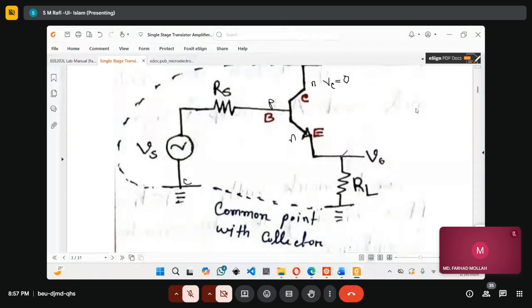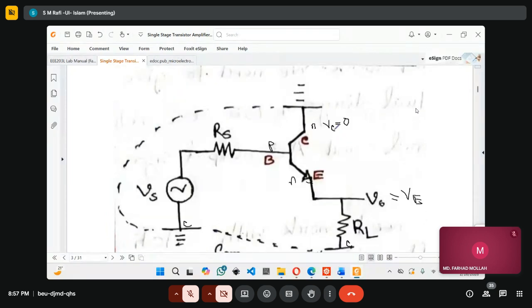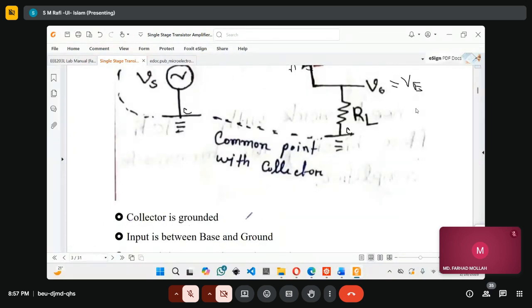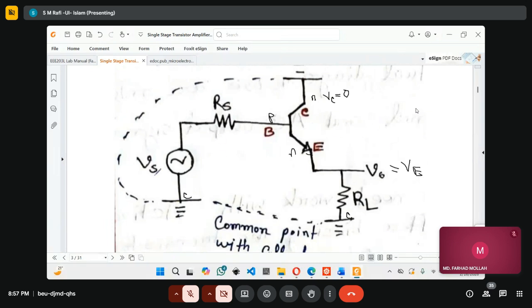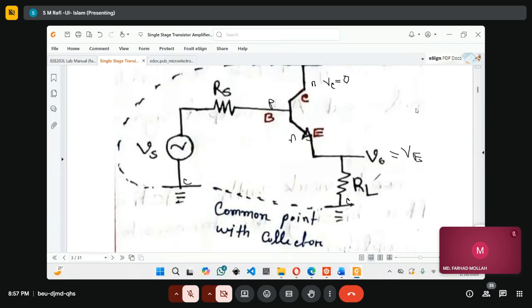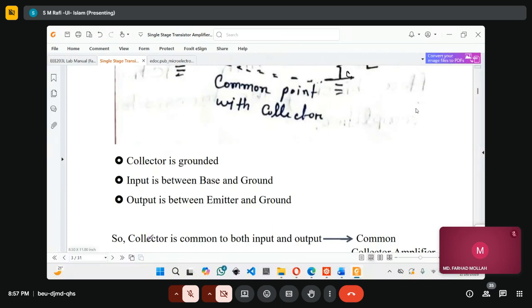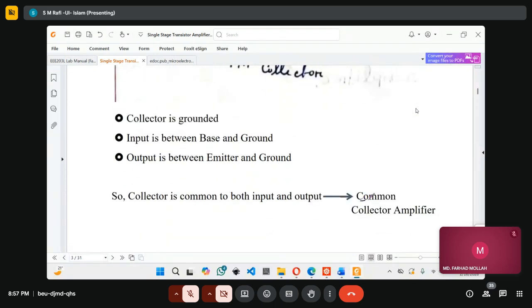So basically, this point is the collector point, and again for the output terminal, one point is connected to this emitter node. So basically, this is equal to VE, because E is this point, right? This node and this node are the same, and the other part is connected to ground. So it is virtually connected to the collector. That's why the common point is called the collector. In this case, the collector is grounded. Input is between base and collector, because this is ground, and output is between emitter and collector, because in some way this is connected to ground. That is the reason this configuration is called the common collector amplifier configuration.